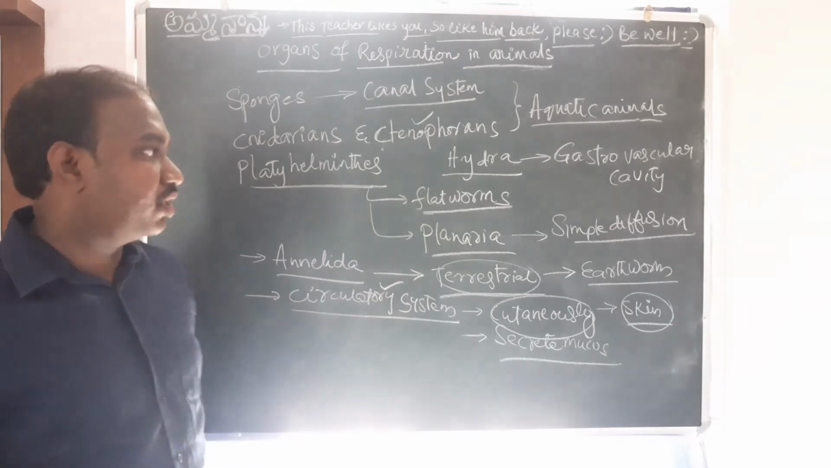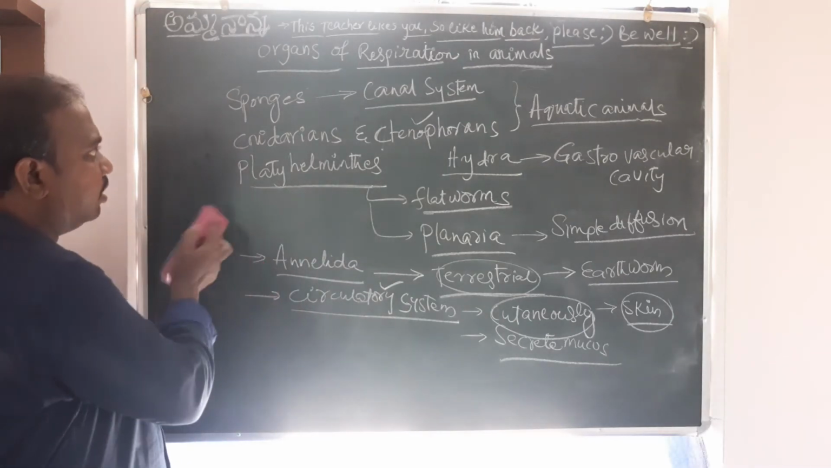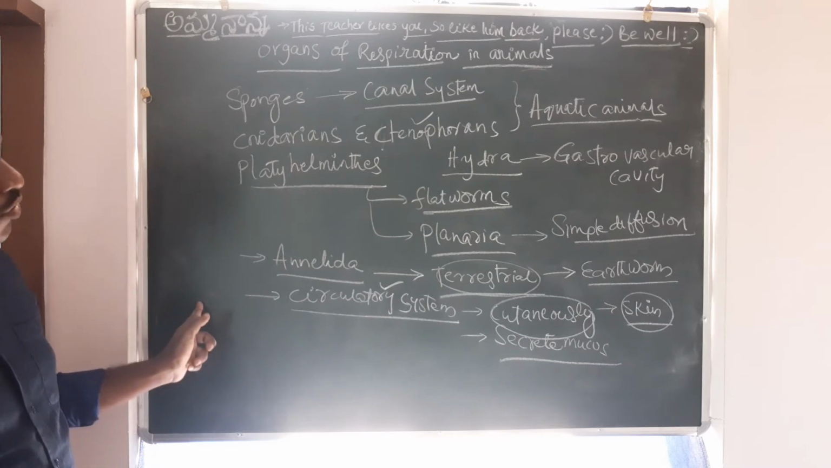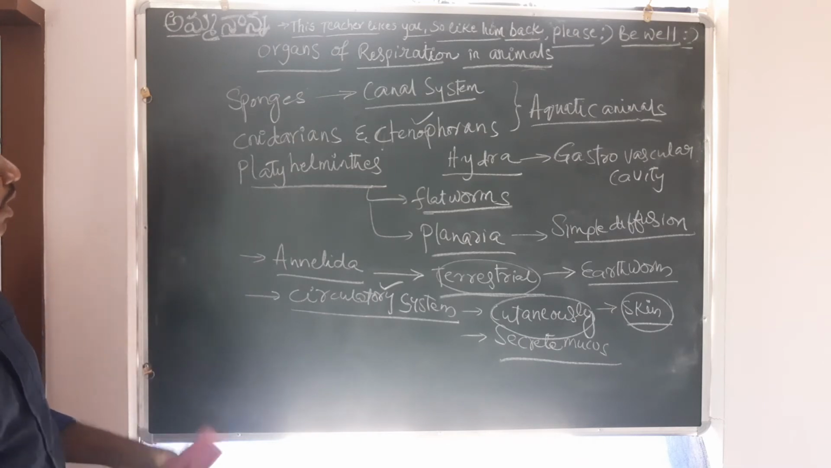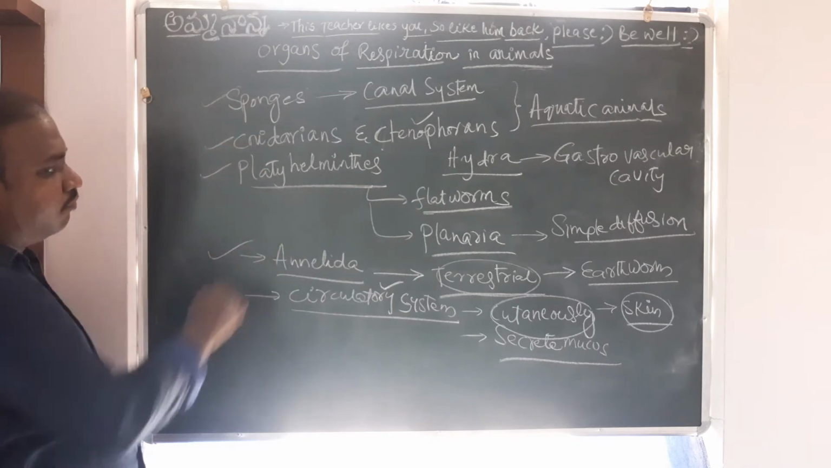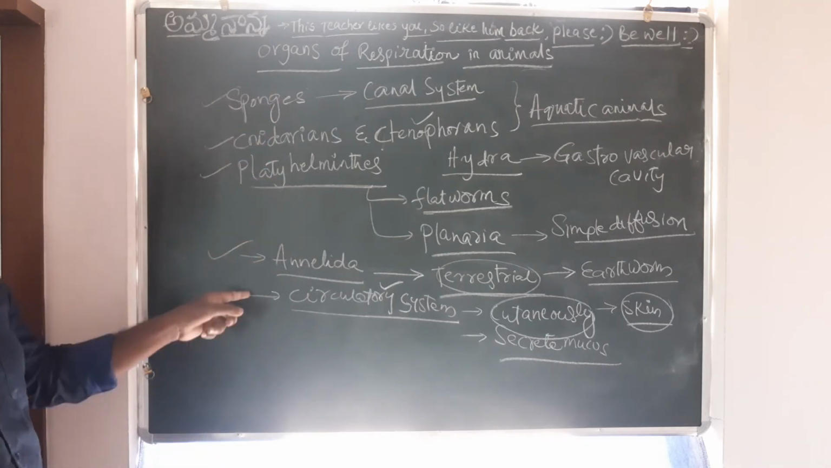Next, specialized organs. Let us recap what we have seen so far: the respiratory organs in the different groups of animals, sponges, cnidarians, ctenophorans, and as a matter of fact five groups we have seen.